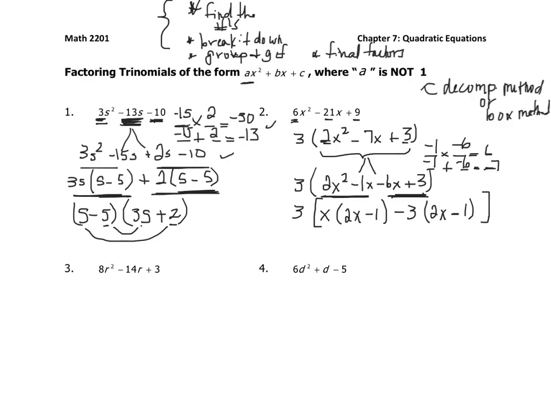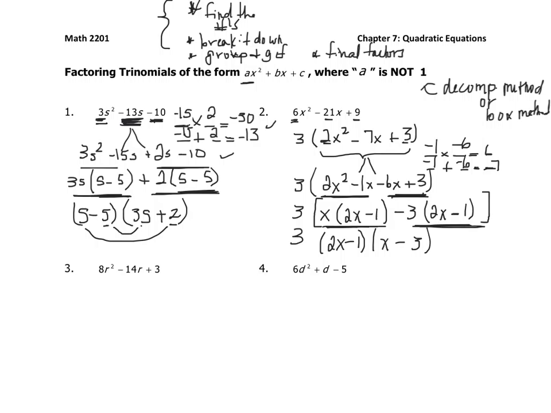So now inside here, this group and this group both have a 2x minus 1 that can come out. And when you take the 2x minus 1 out of the first group, you have an x left. And if you take it out of the second group of terms, you have a minus 3 left. So there would be your factors.